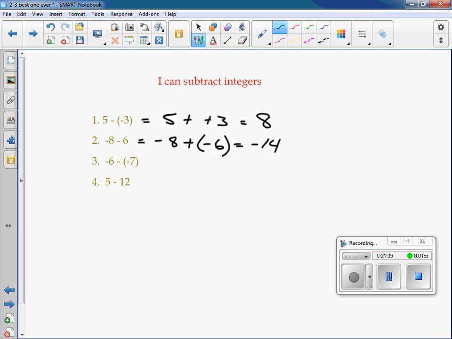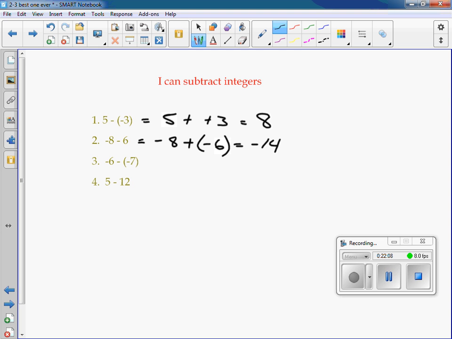We subtract positives. Which way do we go? We move to the left. We're losing 6 spots, right? We start at negative 8. We're going to move to the left 6 spots. What happens when we add negatives from yesterday? We add negatives. We move to the left. Those are the same things. No matter what, we start at negative 8, and we're moving 6 to the left. Does that make sense to everybody?